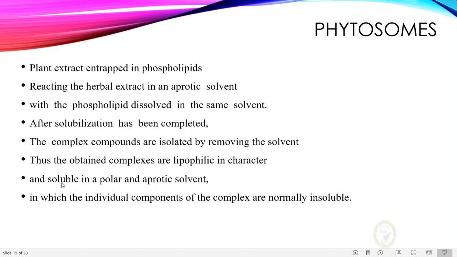So, how exactly are we going to entrap the plant extract in phospholipids? By reacting the herbal extract in an aprotic solvent with the phospholipid dissolved in the same solvent. It means we are going to take the extract and put it in an aprotic solvent. At the same time, we are going to take phospholipids and dissolve them in the same solvent. Herbal extract in the same solvent, phospholipid in the same solvent.